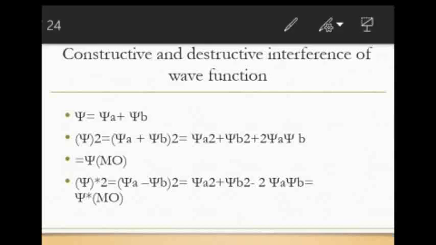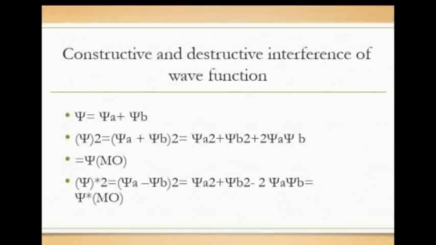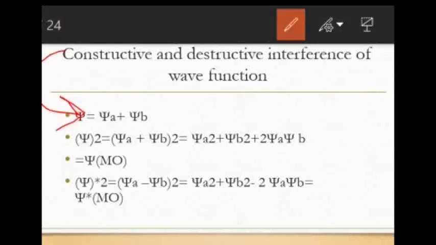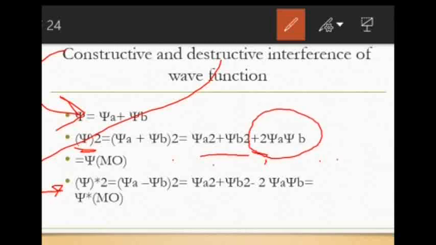Next, constructive and destructive interference. First, addition for the constructive interference and subtraction for the destructive interference. If we square this wave function, psi square is equal to psi a plus psi b the whole square, which is psi a square plus psi b square plus 2 psi a psi b. We can say that psi square is greater than psi a square plus psi b square. How much greater? By 2 psi a psi b.